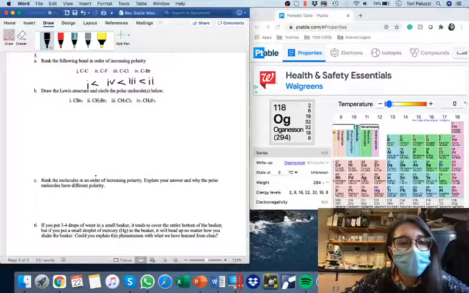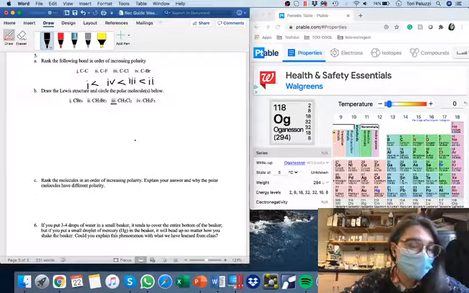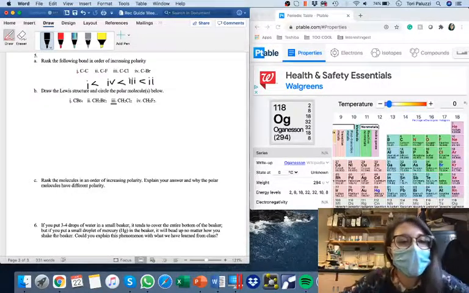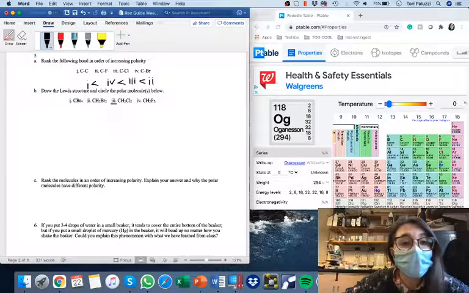Draw the Lewis structures and circle the polar molecules below. So I'm not going to draw all of these, but I am going to draw number 3, just to give an idea of what these two will look like, and then this one I think you can infer from what 3 is drawn as.